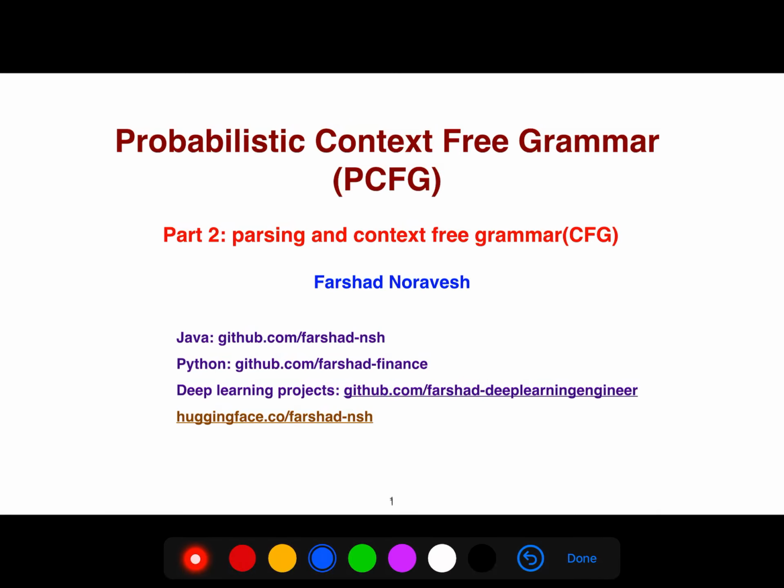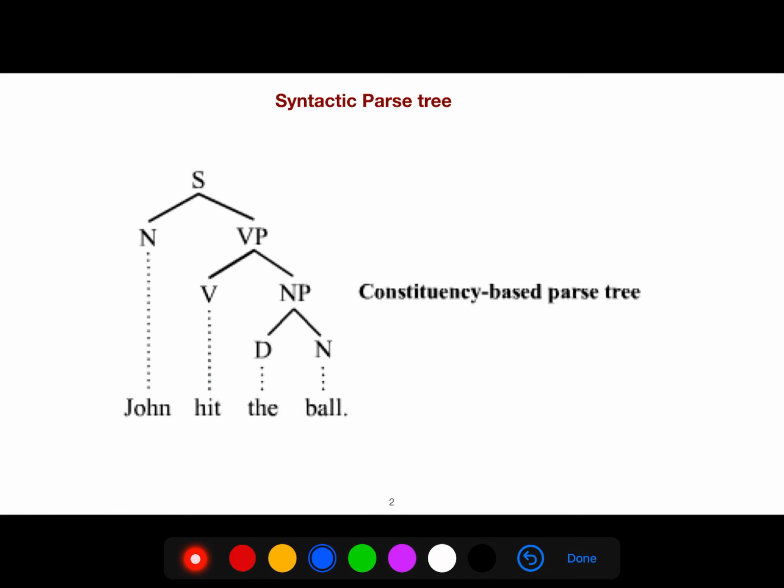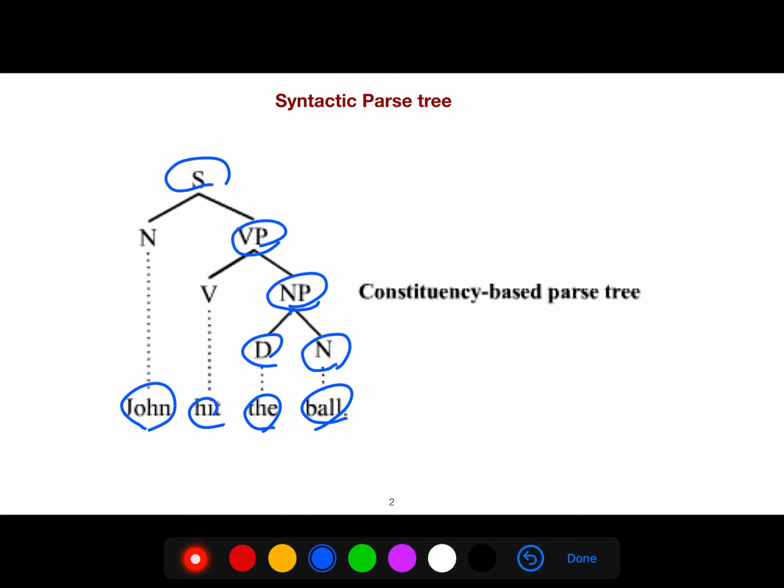So in these 16 slides, I want to explain parsing and context-free grammar very quickly. This is a constituency-based parse tree, also called a syntactic parse tree. You go from these terminals, ball, the, hit, John, to the pre-terminals such as ND, and then to the non-terminals such as NP, VP, S. And this is good because you understand the grammar.